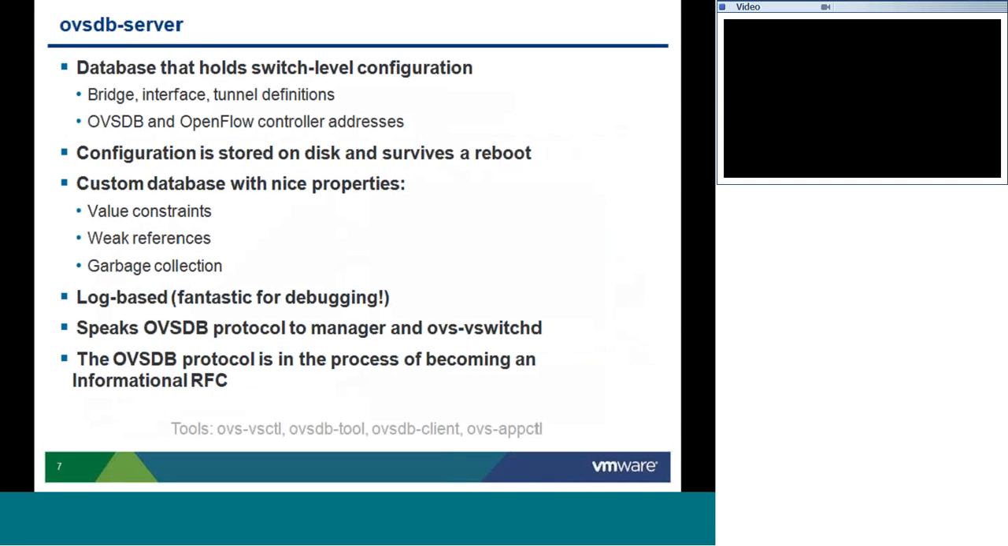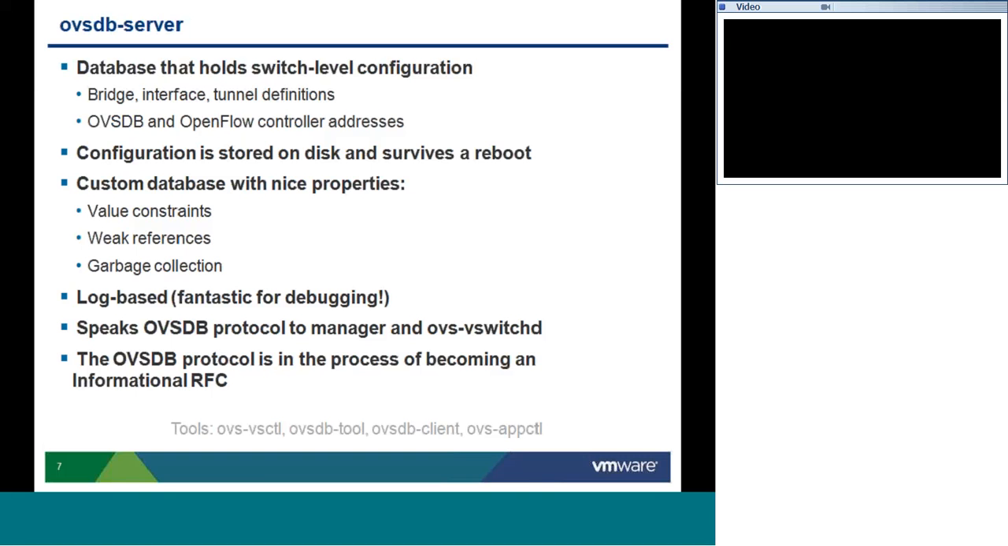So on that block that was on the left, you have the OVS DB server. And that's responsible for having the switch level configuration. So when you add a bridge and then attach interfaces to that bridge, that's held in the OVS DB server. And that's also where you configure things like where the manager should connect and where the OpenFlow connections should connect.